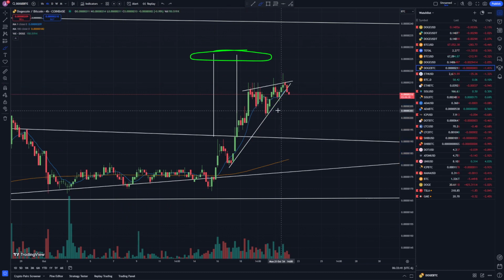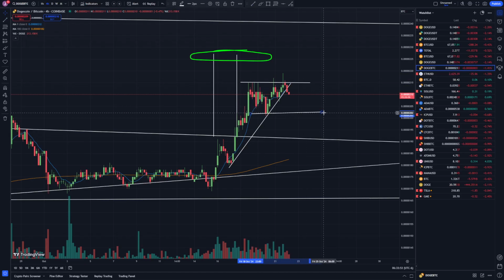I guess the other thing you could argue is we could do the same thing where we have a top right here. Let's go ahead and delete this one. We have a top right there, and then we have a bottom right here, kind of. We could be just bouncing sideways in this, but like I was saying, just breaking this going to the downside seems a little bit bearish for Dogecoin. That's kind of what I'm thinking in today's video.